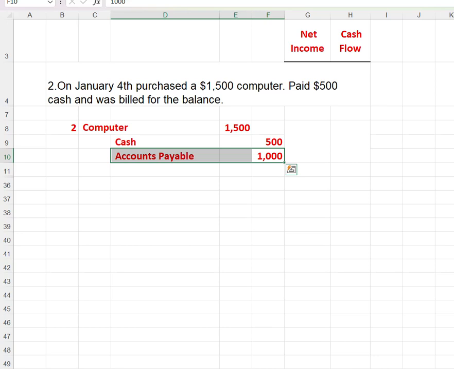Again, this does not impact our income statement because it doesn't involve a revenue or an expense, so there's no change. And this is a cash outflow, and it's for the purchase of a long-term asset, so this is an investing cash flow.